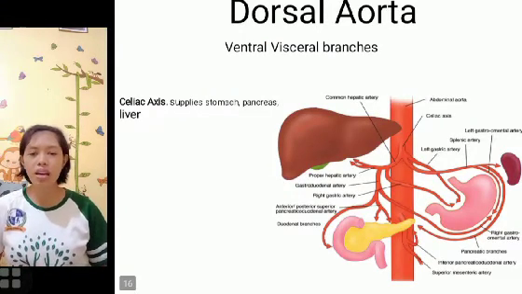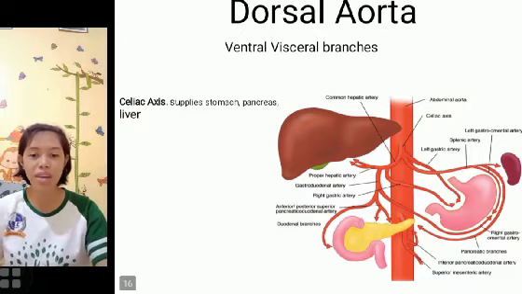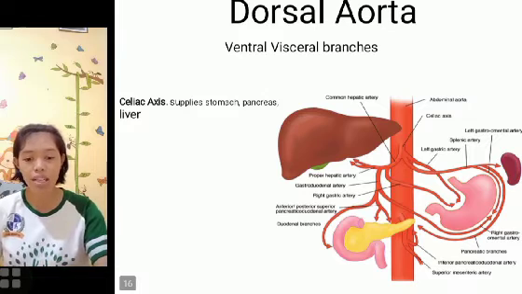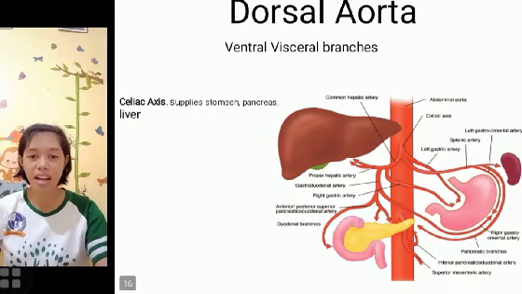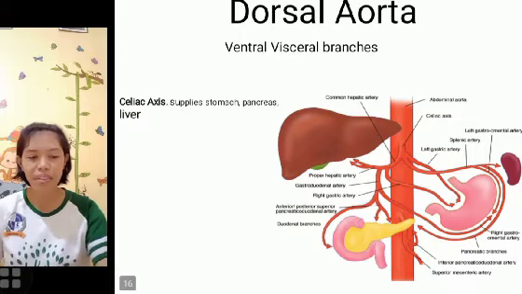Always remember that the dorsal aorta carries oxygenated blood. Ventral visceral branches: we have this one here, that's our celiac axis. This axis is going to supply the more anterior visceral structures such as the stomach, the liver, and our pancreas. So the celiac axis branches here.